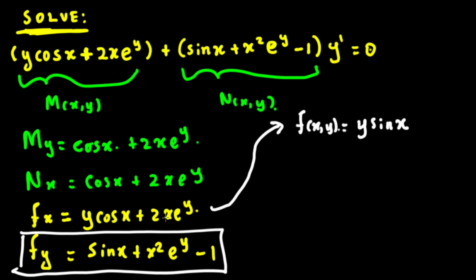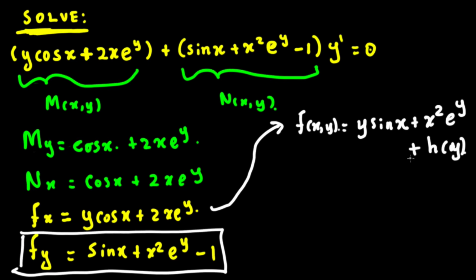And also we will have 2x. If you integrate this one, that's going to be 2x squared divided by 2, so the 2 cancels, and we will have just x squared e power y. Okay. And also we have to add a constant, but that constant must be a function of y, because we are doing the integration with respect to x. This is a partial integration, so we have to add a constant that should be a function of y.